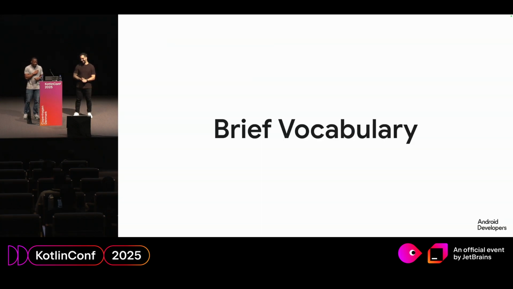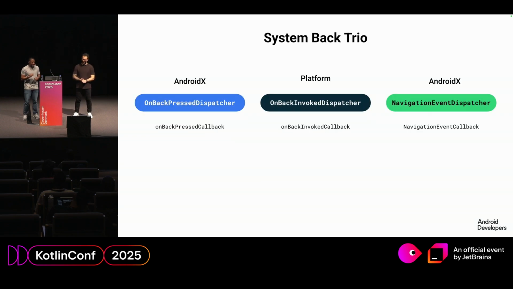Before I get into this next part, I'm gonna take a second to give you some vocabulary, and the reason I have to do this is because naming is really hard. As I go through the slides, you'll hear me refer to 3 different sets of dispatchers and callbacks. We just went over the on-back press dispatcher, and that is the AndroidX solution for on-back press. So on-back press to AndroidX. It rhymes a little bit, right?